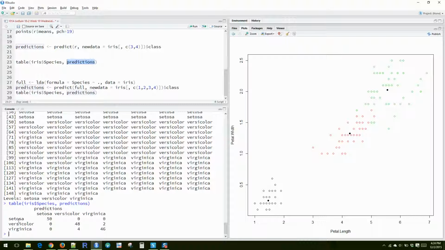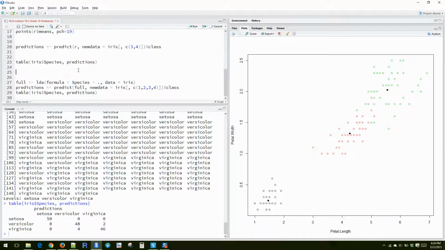Okay, so if the actual species was Setosa, it predicted Setosa all 50 times. If the actual species was versicolor, it predicted versicolor 48 times, but Virginica 2 times. And if the actual species was Virginica, it predicted Virginica 46 times and versicolor 4 times. So it's a pretty good model, right? Okay, so that's just using two variables.